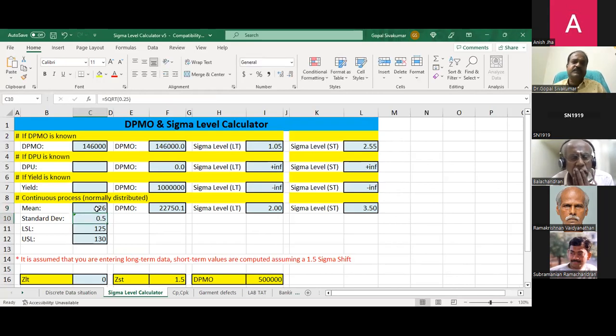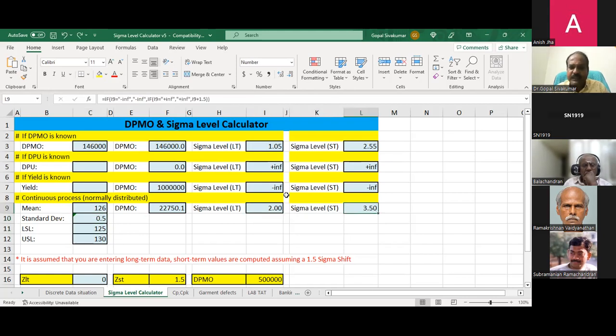Mean is 126. Standard deviation should be square root of 0.25. Can you see my formula here? Square root of. If I put straight away 0.25, I am wrong. Am I correct? No, sir. It is variance. Automatically, we have to mention square root of 0.25. And now under this situation, what is your EZST?